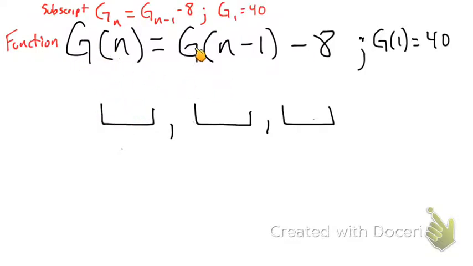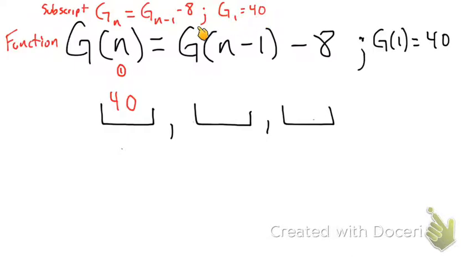So if you look at your function formula, it's letting you know right now, my first term is 40. So I can automatically put 40 in there because it's my first term. And the reason I know that is because it was given to me here. They told me. Same thing with subscript. G sub 1 is the first term.